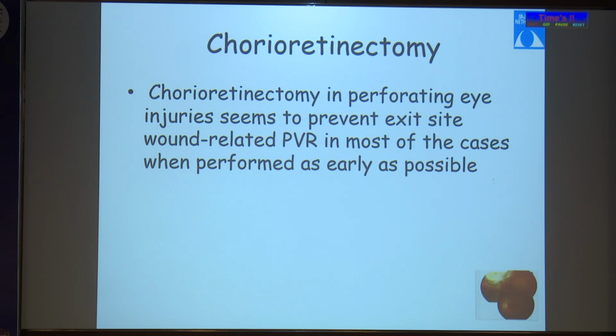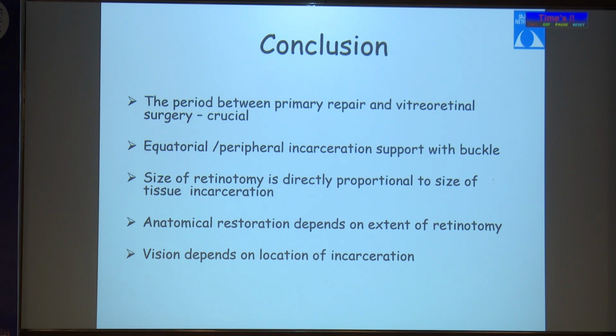But believe me, when you do this, you will have to be as early as possible. Like Dr. Natarajan pointed out, it has to be done within 100 hours of the primary surgery. If delayed, it's very difficult to perform. So it is performed in the perforating eyes so that you may prevent the PVR related complications. To conclude, the period between the primary repair and the vitreoretinal surgery is very crucial. It is not one single value. It has to be well titrated by monitoring the patient and taking the call when you can do a safe surgery. That is what is important, not just doing surgery but a safe surgery.